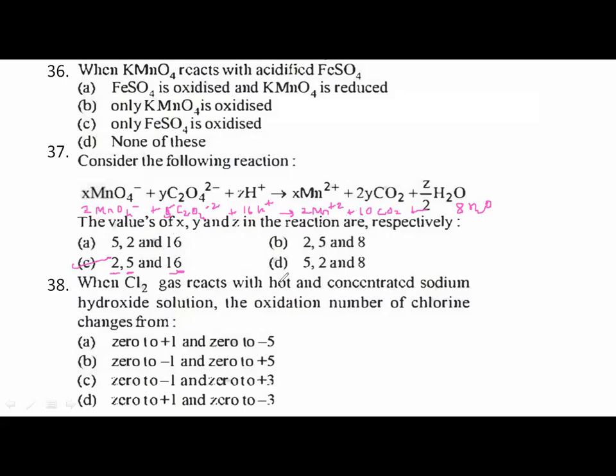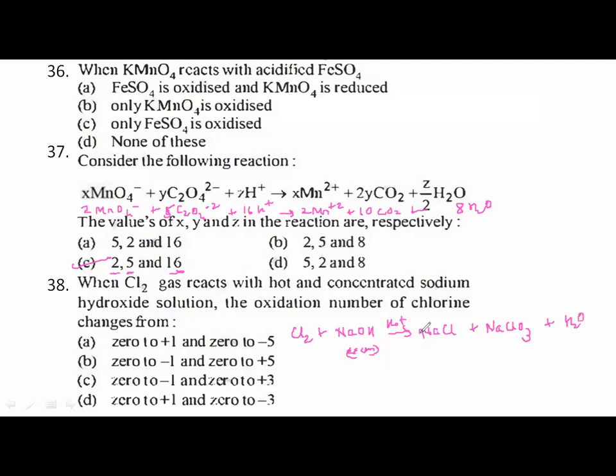When chlorine gas reacts with hot and concentrated sodium hydroxide solution, the oxidation number of chlorine changes to. Write the reaction. Chlorine gas reacts with hot and concentrated NaOH, which is taken in excess. Concentrated means we have taken in excess. That's it. It will give me NaCl plus NaClO3, sodium chlorate, plus H2O.